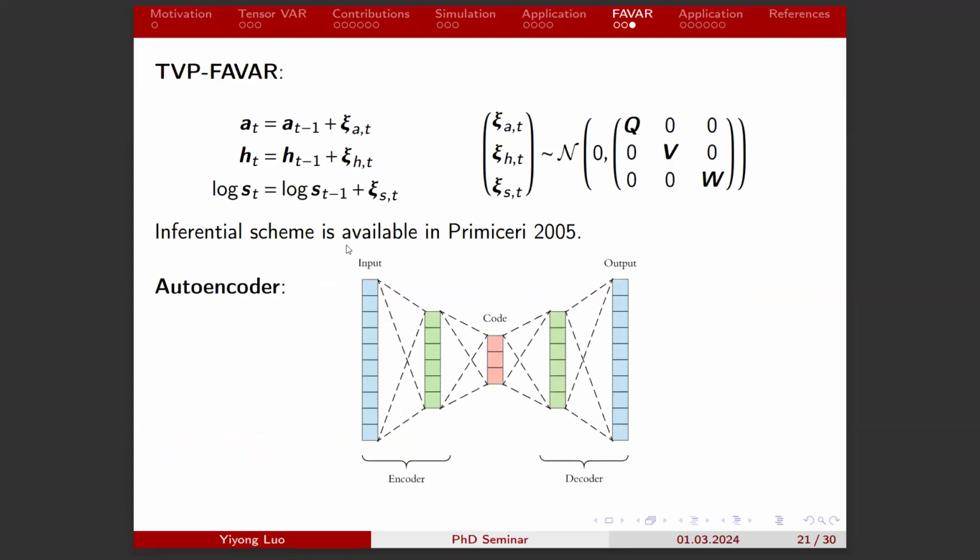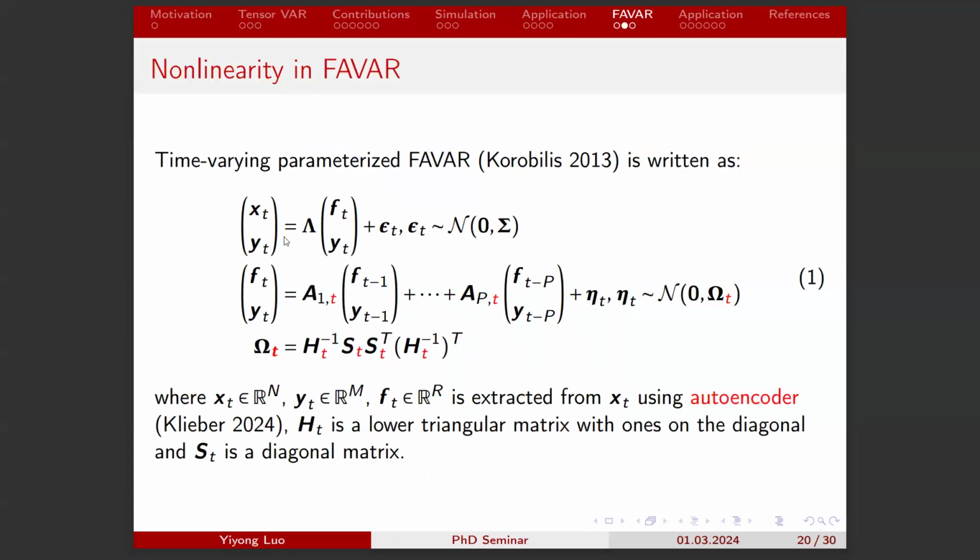Here are some more details about the time-varying parameterization. Oh, I forgot to mention the second type of non-linearity, which is the autoencoder. So instead of using PCA, we use an autoencoder. Previous work used a time-invariant FAVAR model with an autoencoder, but we applied both non-linearities to see whether the autoencoder can still play an important role in our modeling.